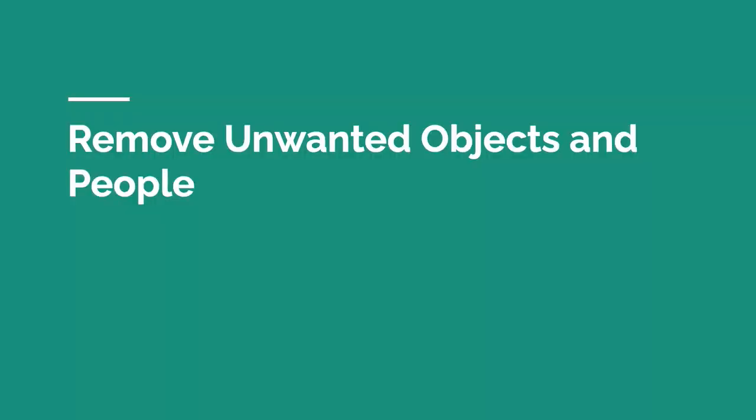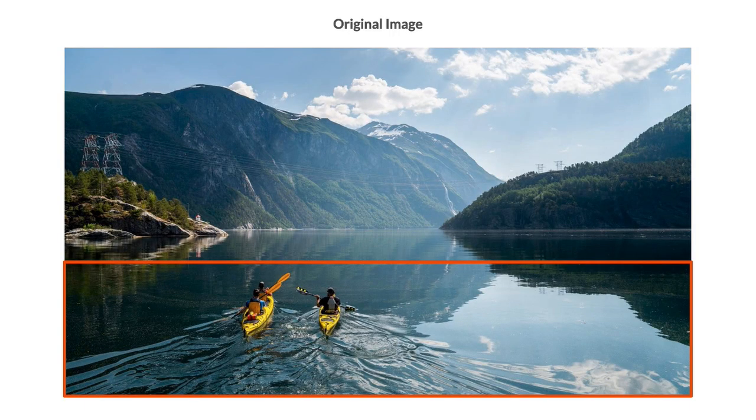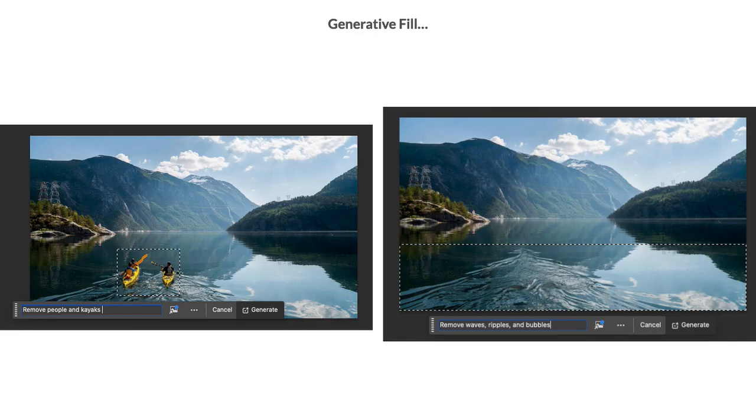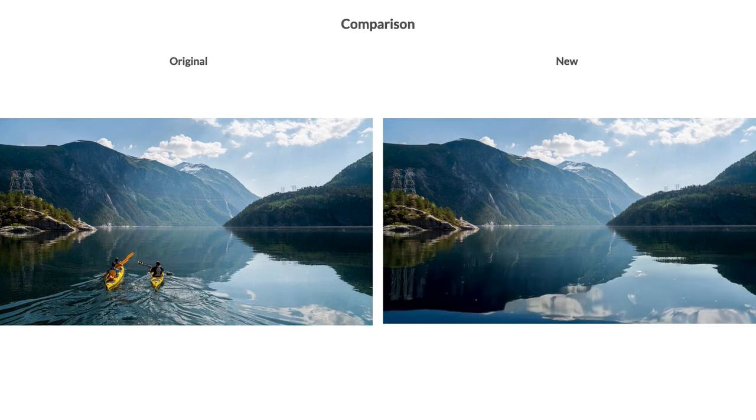The next task was to remove unwanted objects and people using generative fill. I thought the weekend kayakers were not very interesting. Not only did I have to remove them, but the waves, ripples, and bubbles they were creating. Generative fill did a decent job of removing the kayakers and the waves. The new content, however, is not as smooth. The reflections have sharper edges than I liked.